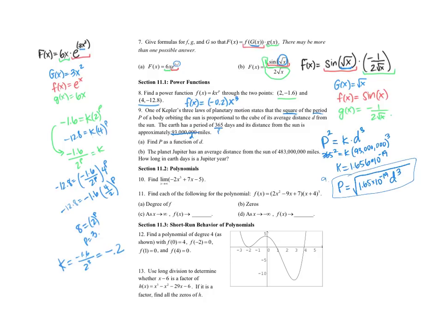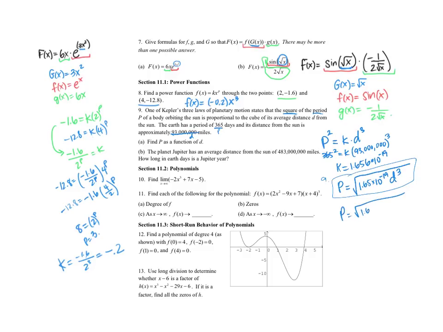Okay, does that make sense? And then the planet Jupiter has an average distance of that. How long in Earth days is a Jupiter year? Oh, the period. Okay, so the period P must be measured in Earth days. So we just are plugging in that distance and seeing what our P is in Earth days.